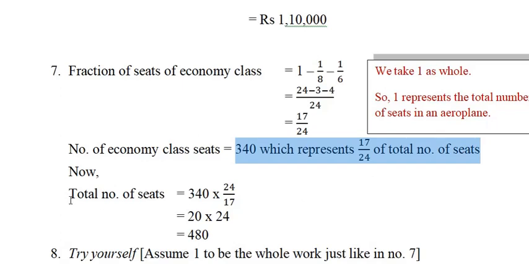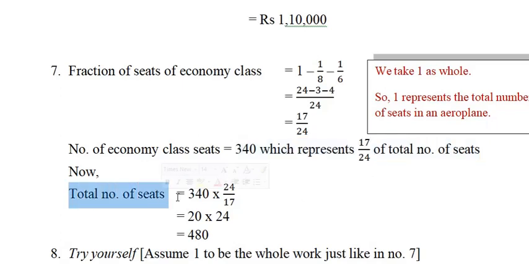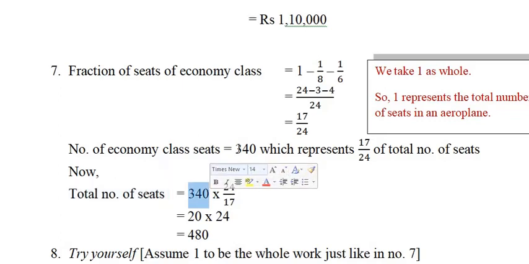Hence we can find the total number of seats. It equals 340, which is already given in the question, and you just multiply it by the reciprocal, 24 by 17, and you will get your answer, 480 seats as the total number.